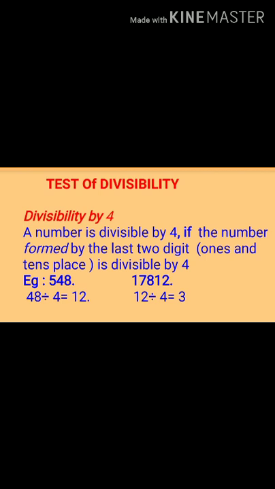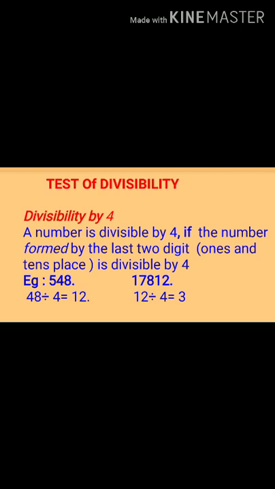Here, 548: the ones and tens place is 48. So 48 divided by 4, we will get 12. So 48 is exactly divisible by 4. The ones and tens place is exactly divisible by 4, so 548 is divisible by 4.